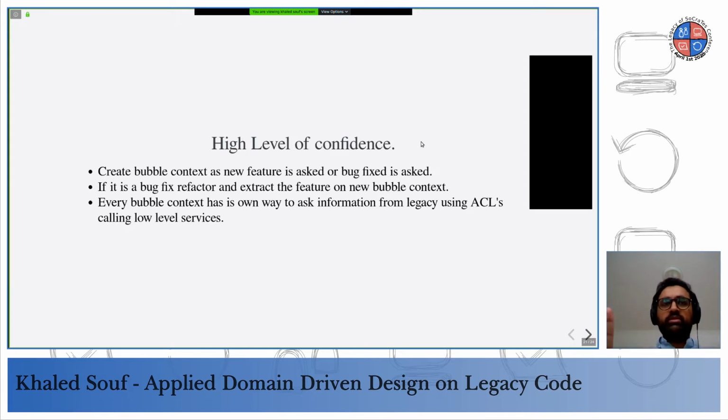So that's the big difference between this one and the others. Right here, even if it is a bug fix, we create a bubble context and we move the code to that bubble context. So the legacy system has fewer features at some point.